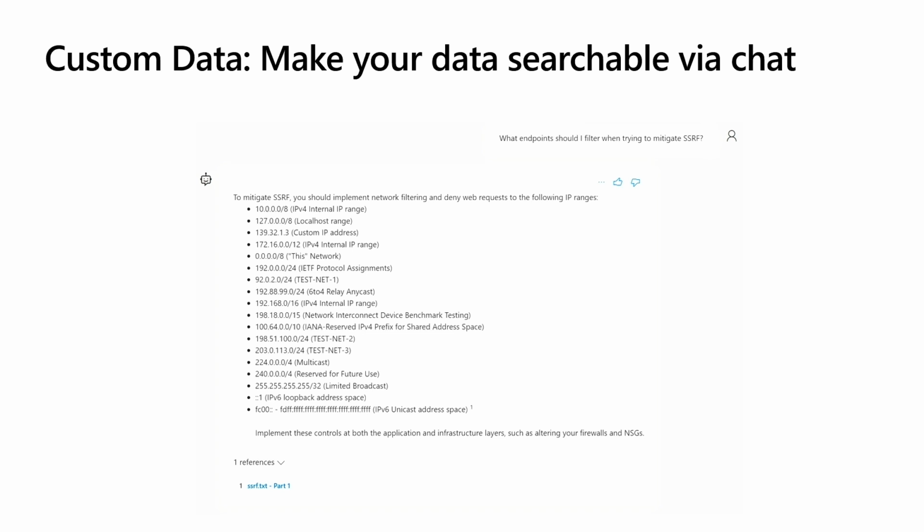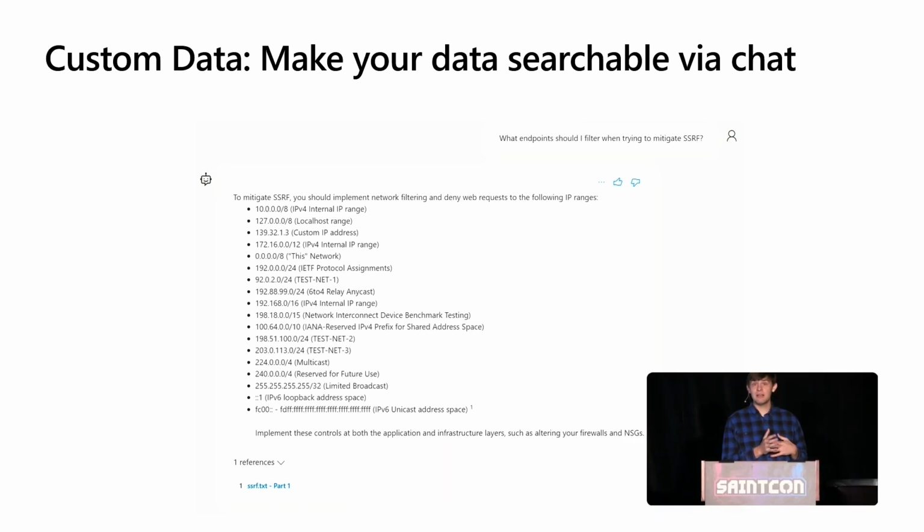One thing that's cool about this custom data is that you can also make the bot respond only based on information provided in your custom data. So there are probably a lot of blogs out there that say, hey, when you mitigate SSRF, here are the IP ranges you use, and probably those are pretty accurate. But if you want it to only use the data that you provide it, that's a setting that you can make. And this data is not shared with Microsoft or OpenAI, so it's your data. It's not trained for the future version of ChatGPT or something.